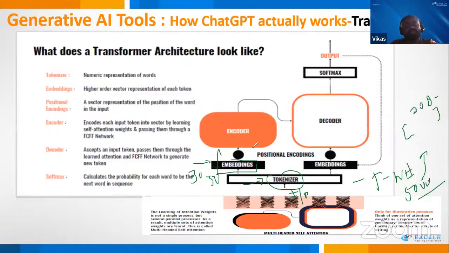Then once it has produced the 30 dimensions, guys, there is something called positional encoding. What is positional encoding? It is kind of a vector, but this vector tries to represent the position of the word. Why is it important? Try to understand.